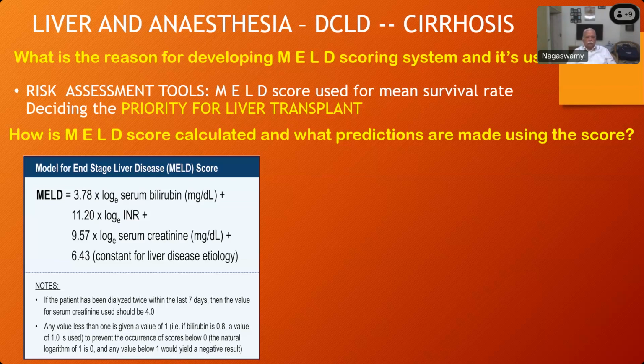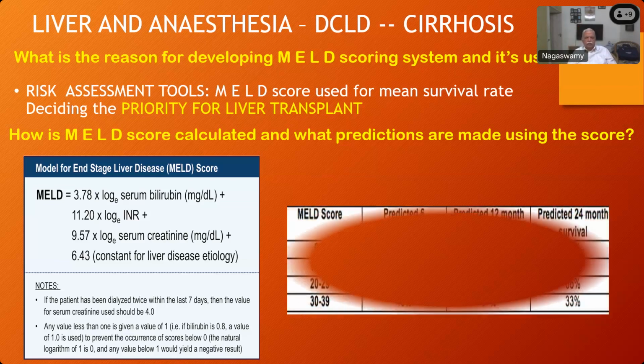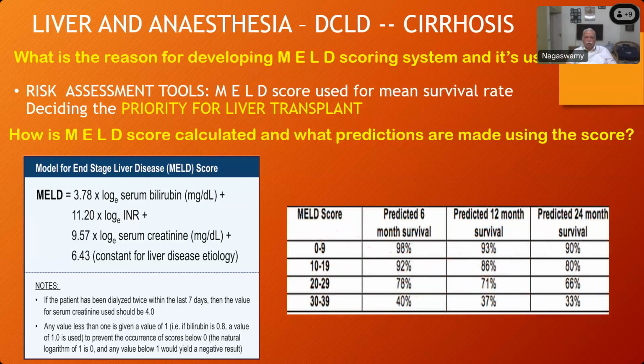Whereas these lab values, serum creatinine, bilirubin, and INR, they are all objective. Taking this, you have a more solid evidence of what will happen to the patient. And based on the score, you can see that 0 to 9 score, survival 98%, after 12 months 93, after 24 months 90%. Whereas as the score increases to 30 to 39, the survival rate also goes on decreasing.